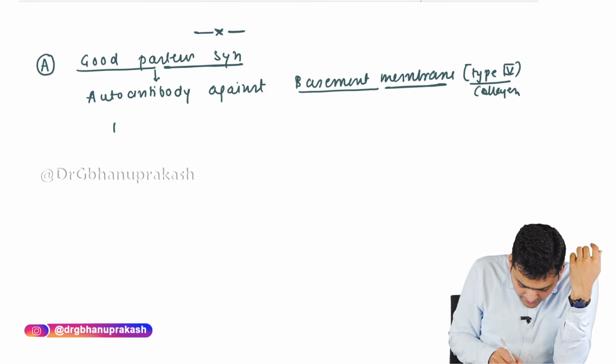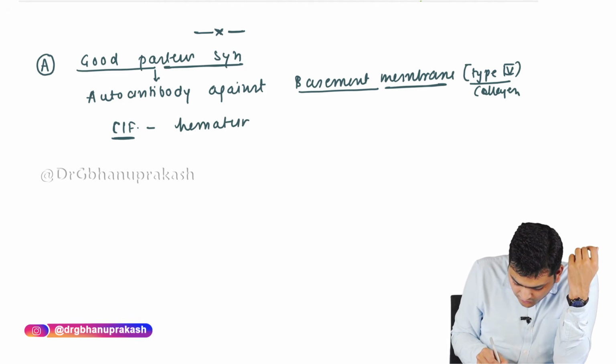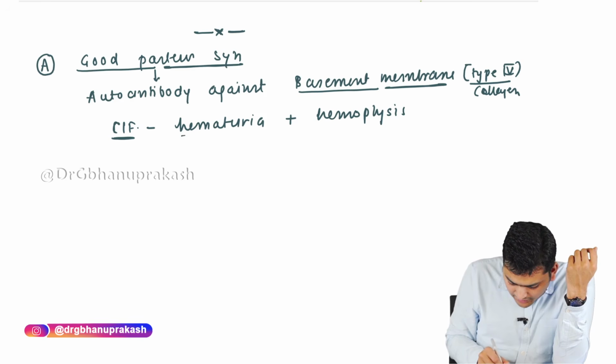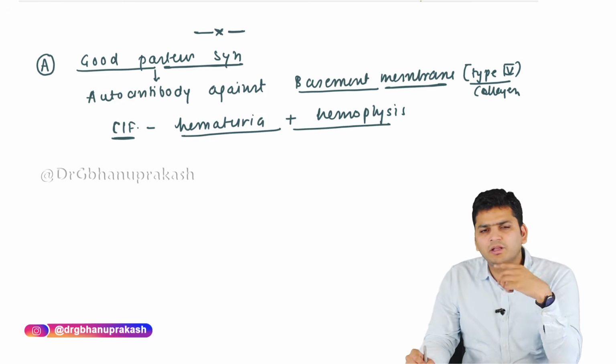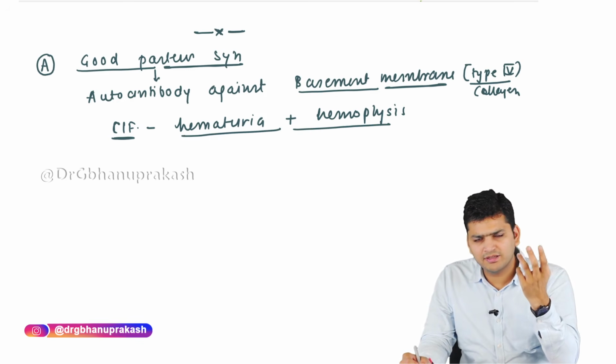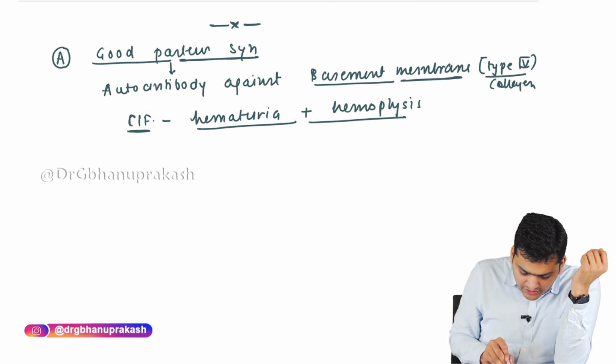So how will the patient come to you? The clinical feature is that he will have hematuria because the basement membrane in the kidney is destroyed, as well as hemoptysis, meaning there will be blood in the sputum. Blood in the cough is hemoptysis, along with hematuria. This is the first one, Goodpasture syndrome.